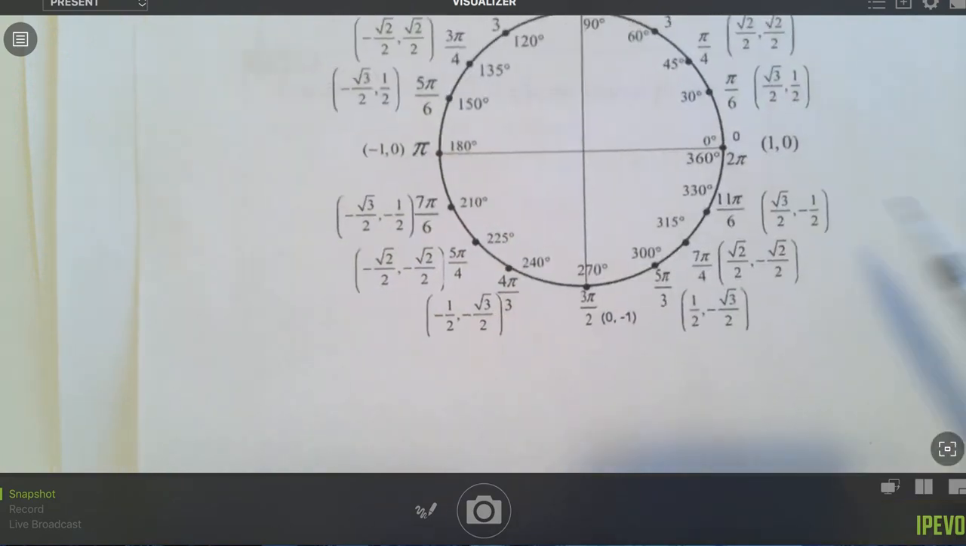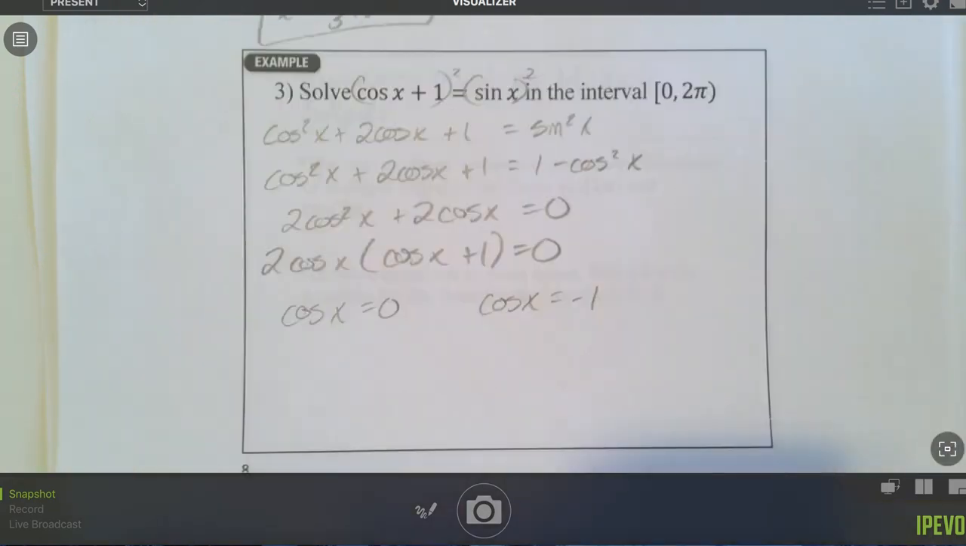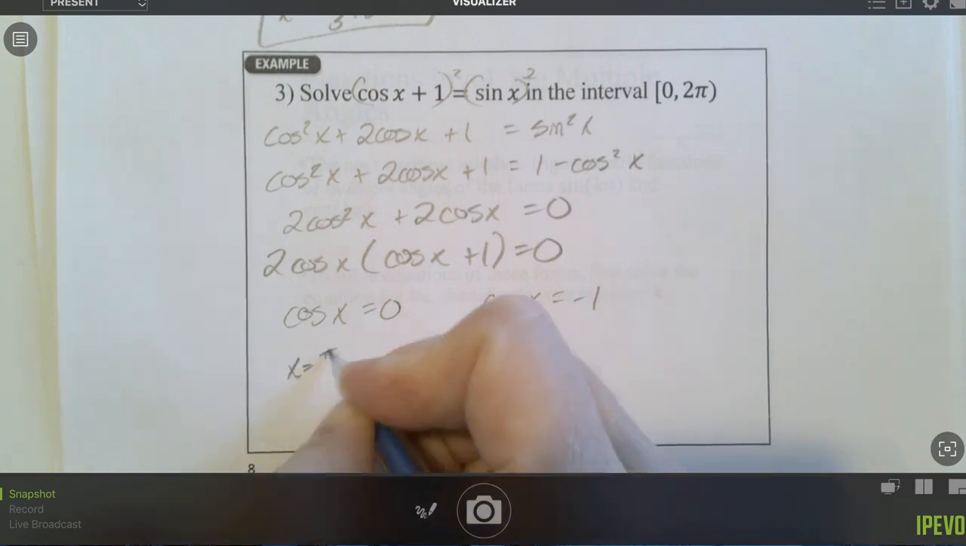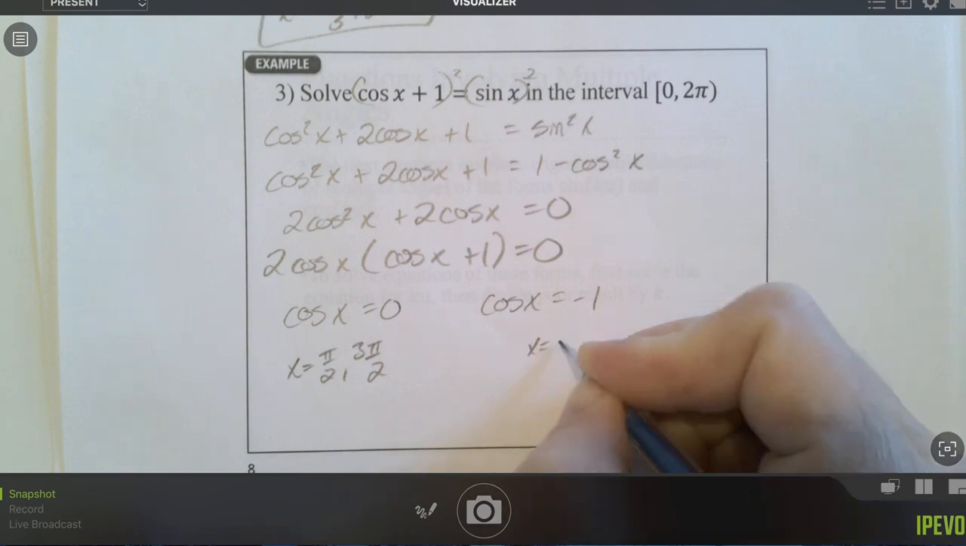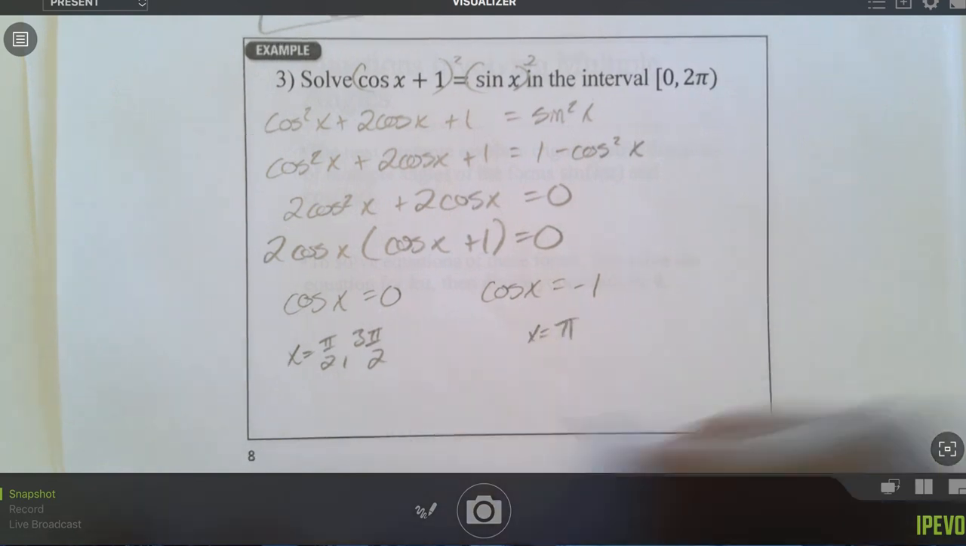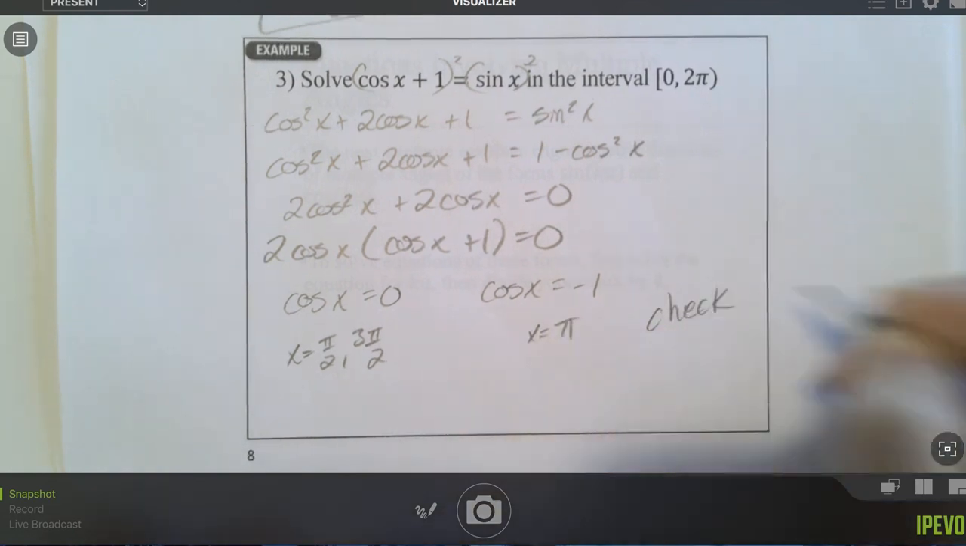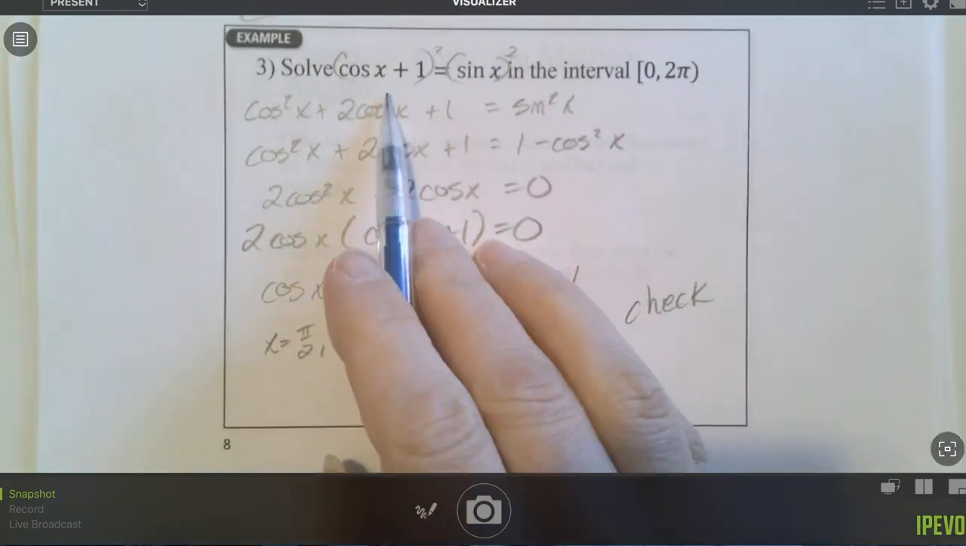And then the cosine is equal to negative 1 over here at pi. So from this piece, we end up getting pi over 2 and 3 pi over 2. And then over here, we end up getting pi. Now you have to be careful. You have to check your solutions. So you want to check them by going back into your original equation.